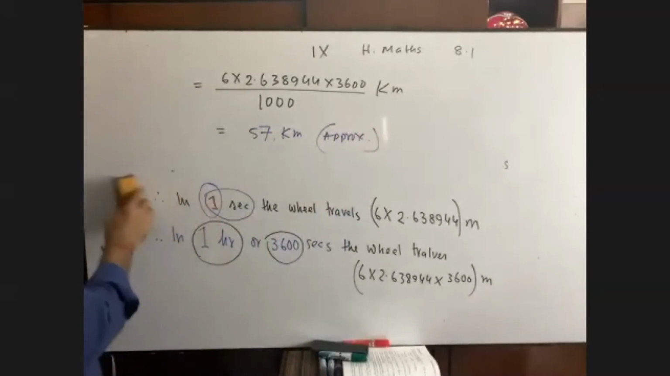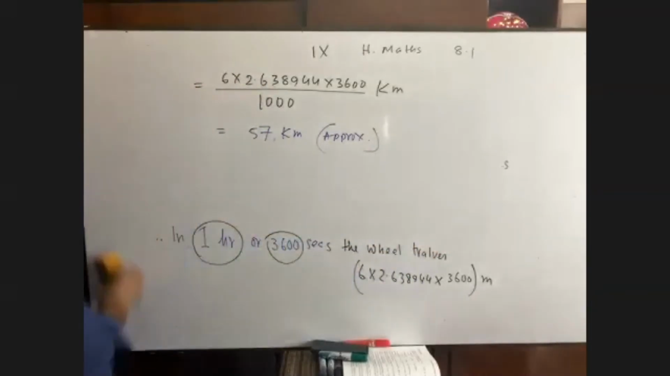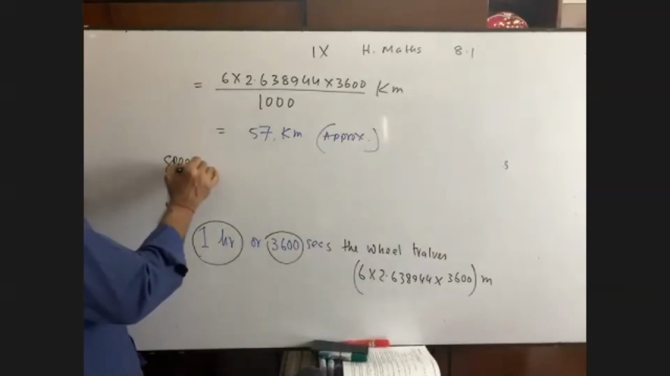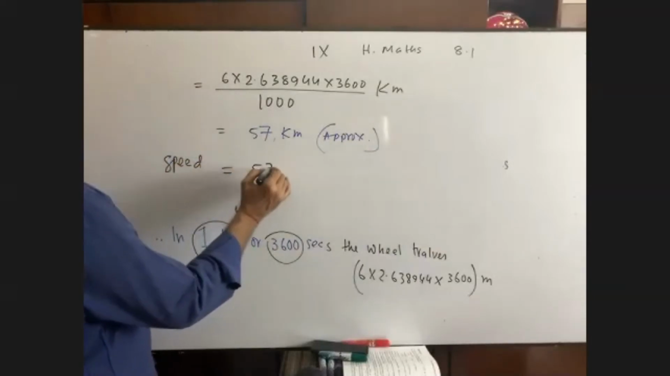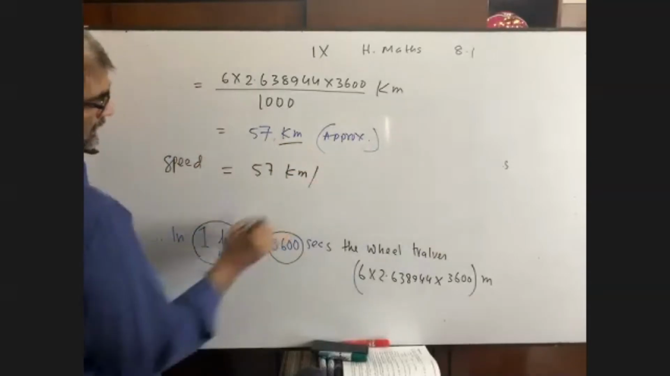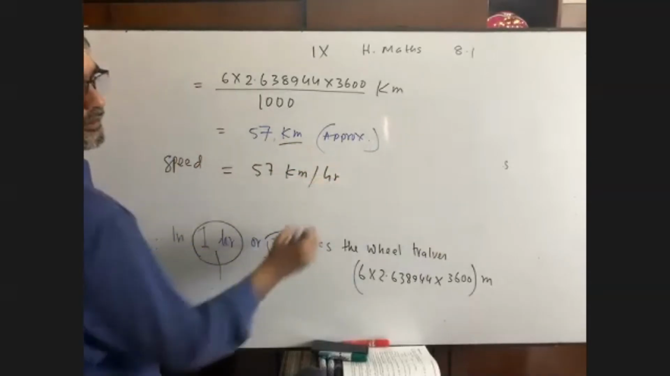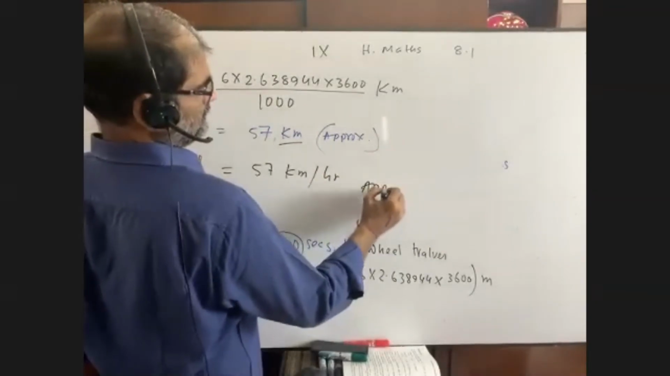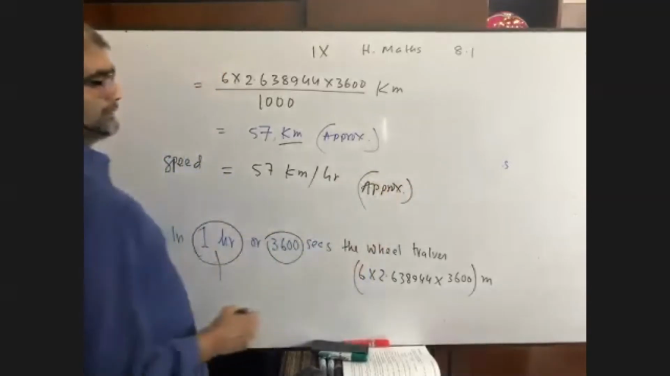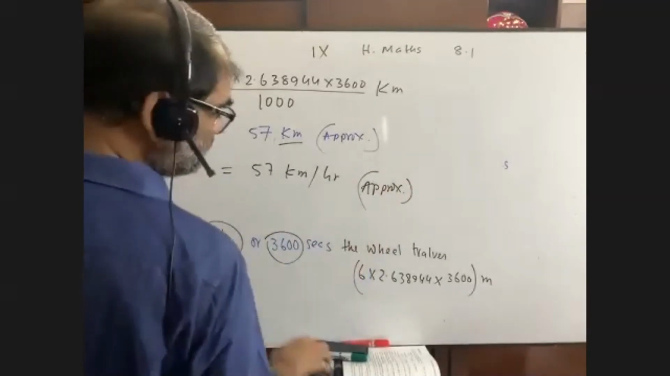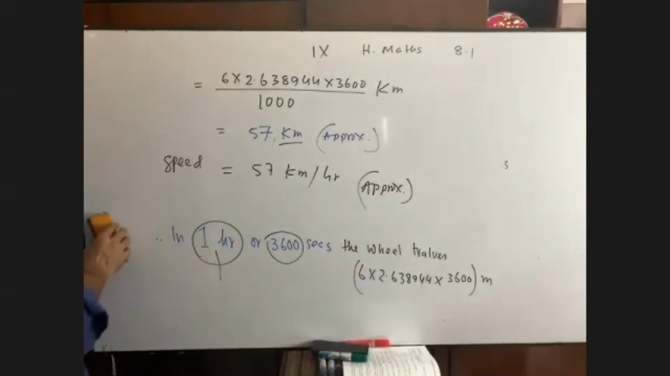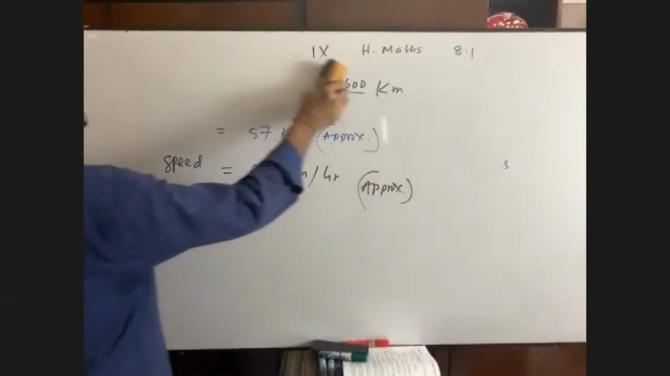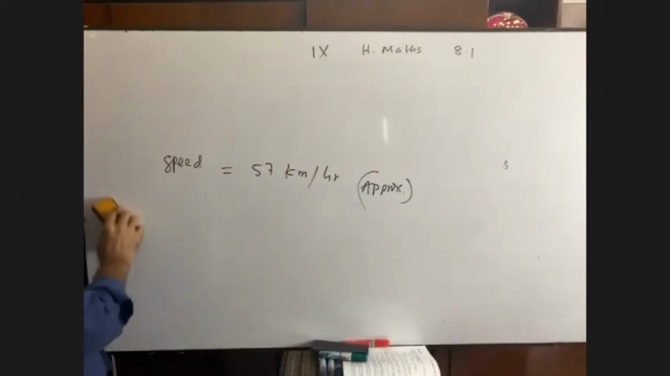Therefore, you write down what you like to write, not a matter. Therefore, the speed of the car is approximately 57 kilometer per hour. Have you done it? Very easy and simple calculation.